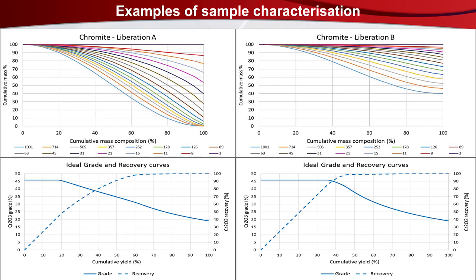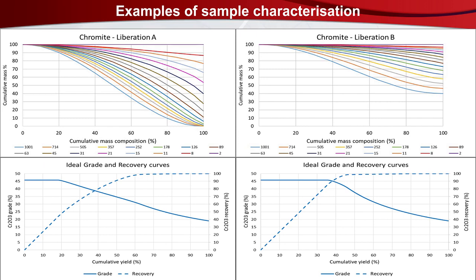On the top of the slide you can see the states of liberation. These are the cumulative liberation characteristics. The 100% liberated particles sit on this axis here. Each of these lines is a size class. So you can see the 1 millimeter material has 0 completely liberated chromite grains. As you go finer and finer, you're getting more and more completely liberated chromite grains. Compare that to sample B, where even at 1 millimeter, you've got 40% of the 1 millimeter chromite is liberated. So sample B is much more liberated than sample A.